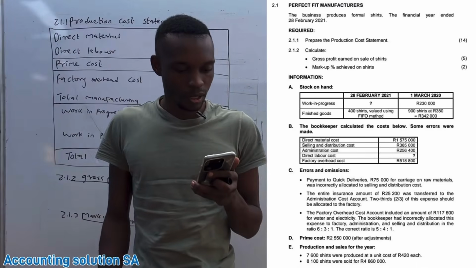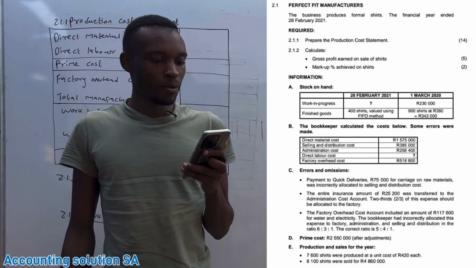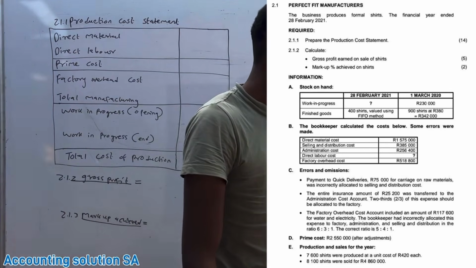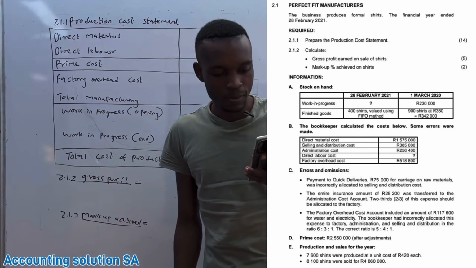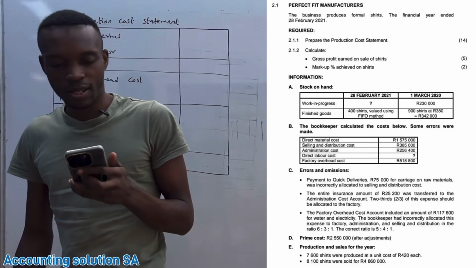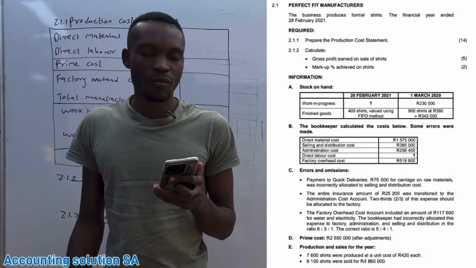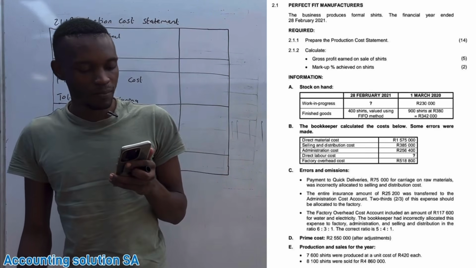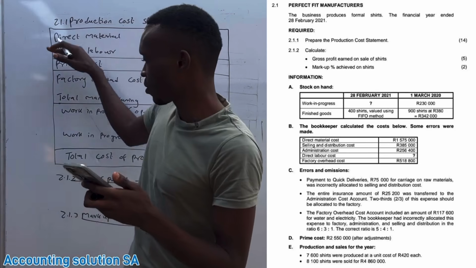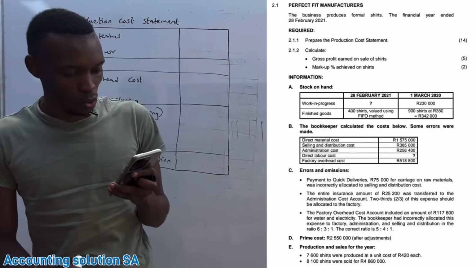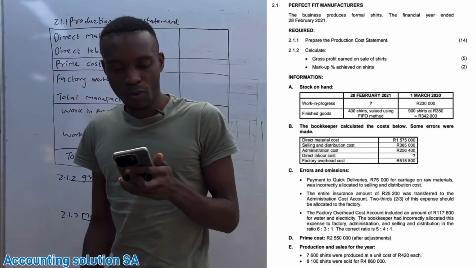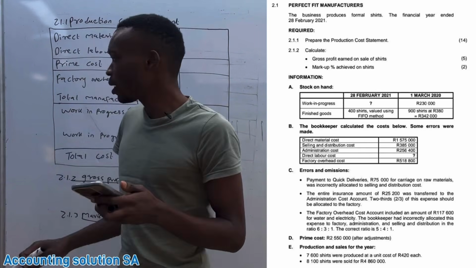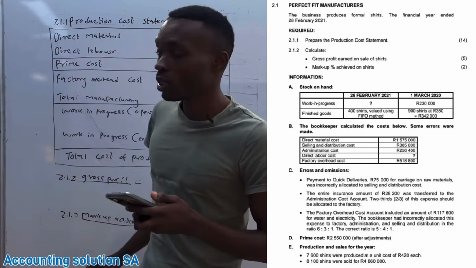Please, right, let's read number 1. They said Perfect Fit manufacturer. The business produces formal shirts for the financial year ended 28 February 2021, and the requirement 2.1.1: prepare the production cost statement. This is the format that you need to know. Then 2.1.2, we have to calculate gross profit and markup. Okay, let's go straight to the production cost statement.